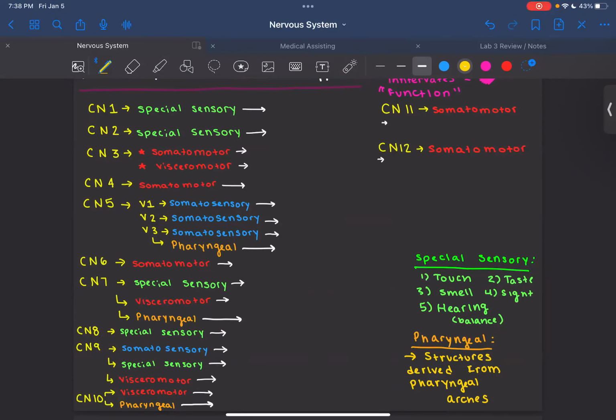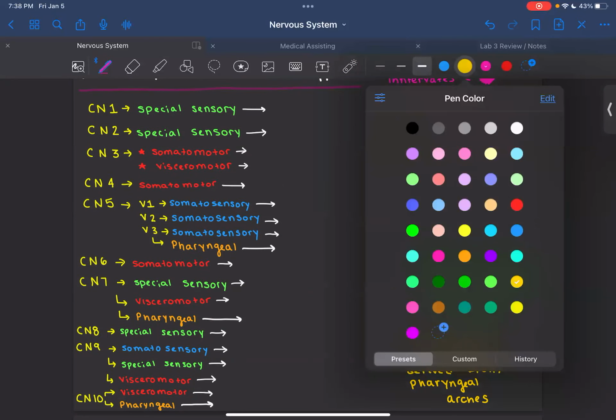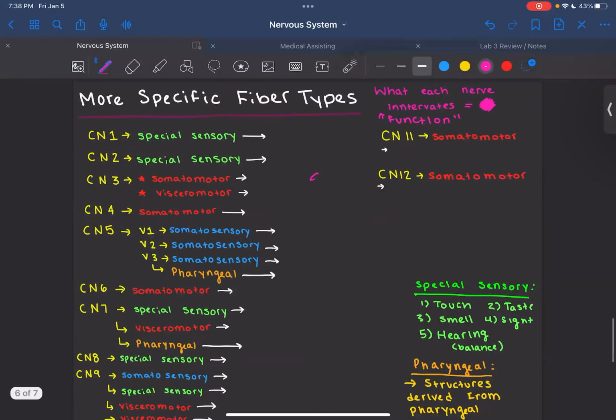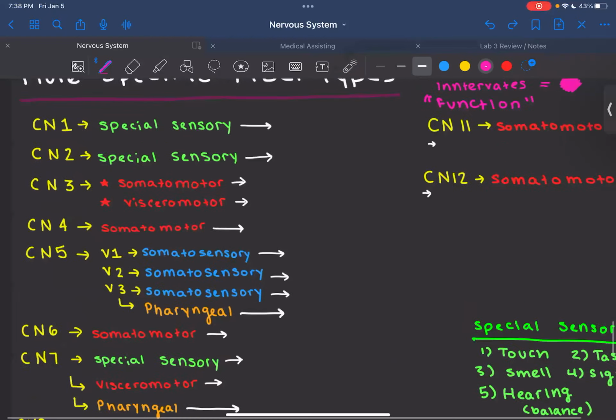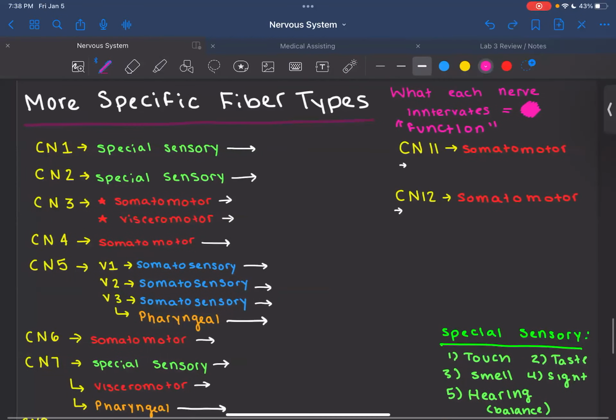So as you can see here, each nerve has different innervation types. I have color coded the pink ink to be what the nerve innervates, or I have in here function, like what the function is. So let's just go through these real quick. So cranial nerve 1, which is the olfactory nerve, that one is going to be responsible for the special sense of smell, pretty straightforward. Cranial nerve 2, which is the optic nerve, is going to be the special sensory of sight. And then cranial nerve 3, which is oculomotor, has two different fiber types going on.